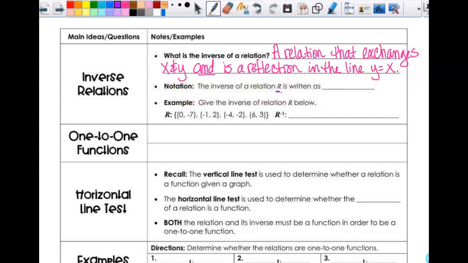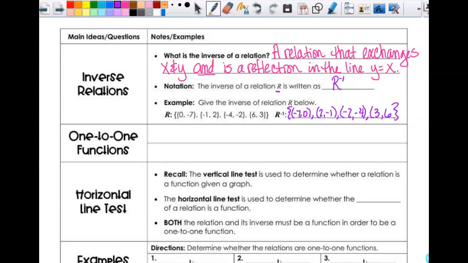it's like a capital bolded italic R, the R inverse. Looks like R to the -1 power, totally not to the -1 power. All right, so we're going to give the inverse of relation R below. So here's relation R. Our inverse then would be, we're exchanging x and y, so this becomes a -7, 0 to -1, -2, -4, and, oops, 3, 6, not 6, 3. 3, 6, okay? So there's the inverse.